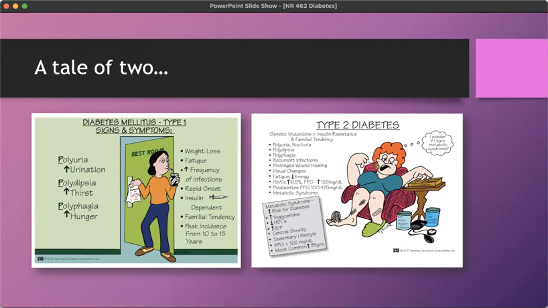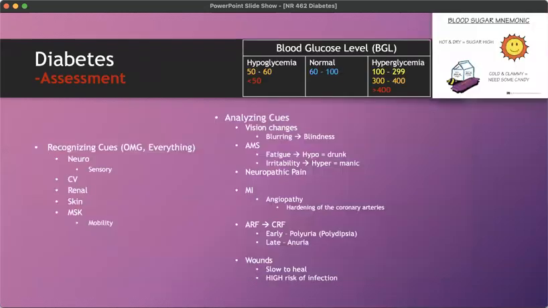And here's some of the cartoons in case you guys are decorating your walls with some of these lovely nursing cartoons that I've been throwing at you this term.